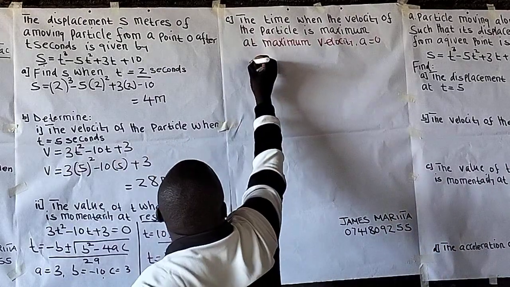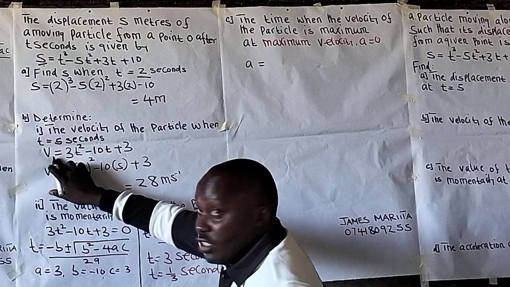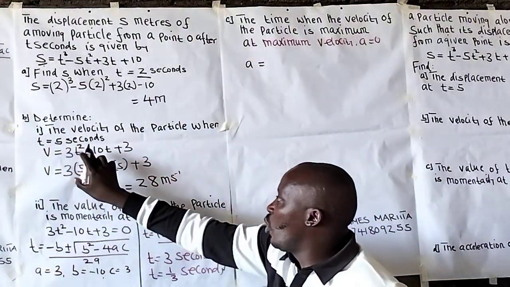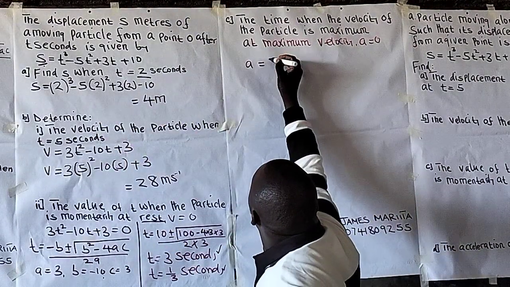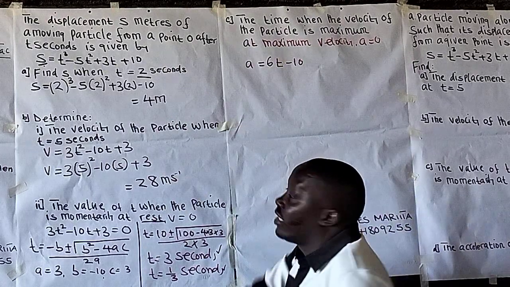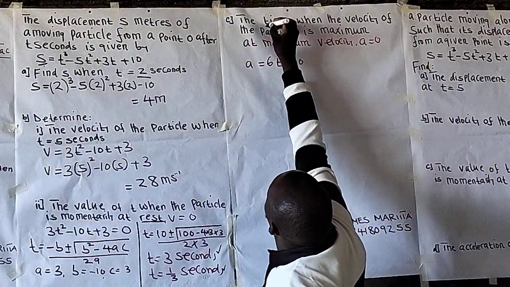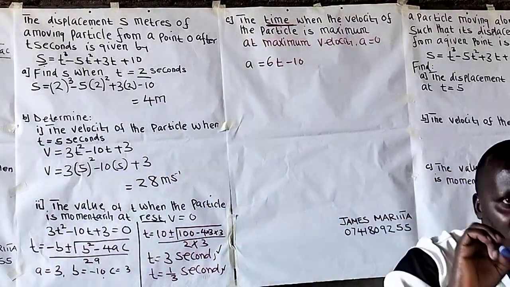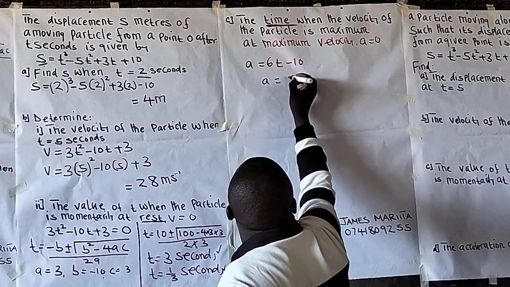To get our acceleration a, we have to differentiate this one. So our velocity is 3t squared minus 10t plus 3. If we differentiate this one, it will give us the acceleration. So we take 3 times 2, so we have 6t, then minus 10, like that. That is our acceleration. So at this point, the time when the velocity of the particle is maximum, the acceleration is equivalent to 0.